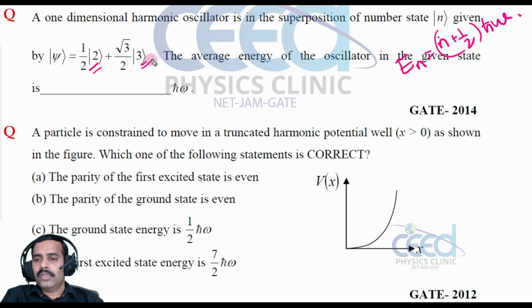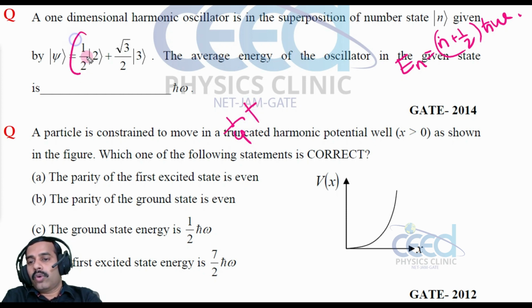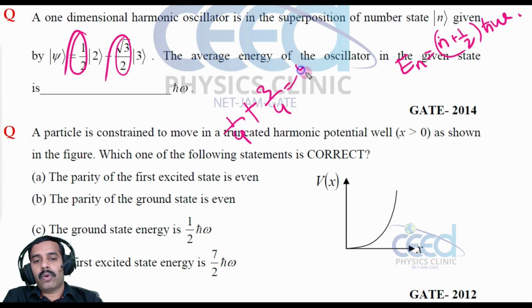So we have this number state. n is equal to 2 is the second excited state and n is equal to 3 is the third excited state. Now we have to find the average energy. First, we have to check whether the wave function is normalized or not. That is 1 by 4 plus 3 by 4, which is 4 by 4 is equal to 1.